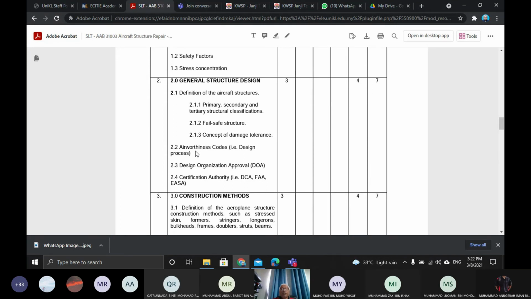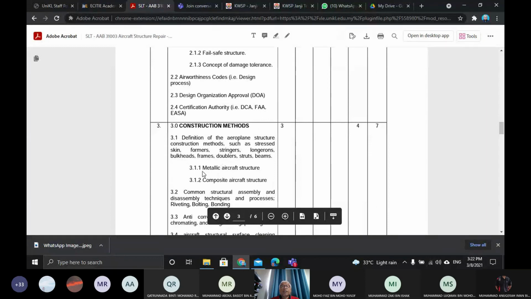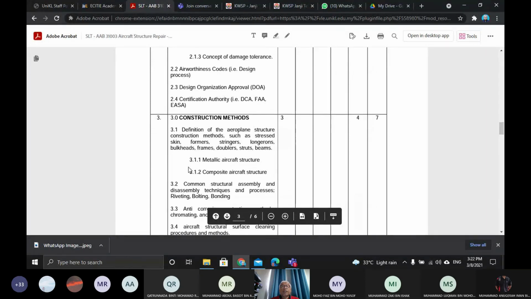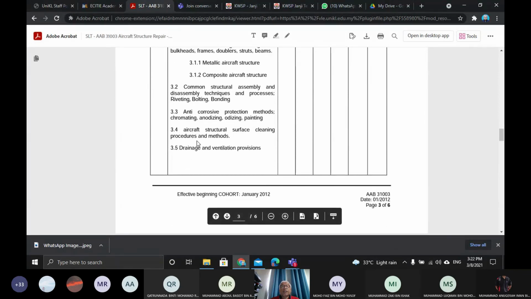Then we learn about the construction methods, how we construct the aircraft. There are parts, there are materials, composite material, metallic material, how you rivet them together, how you assemble them together, and how you put on the coating to prevent environmental effects. So we learn that in chapter 3, construction methods.